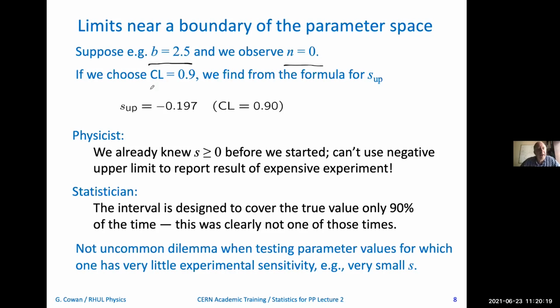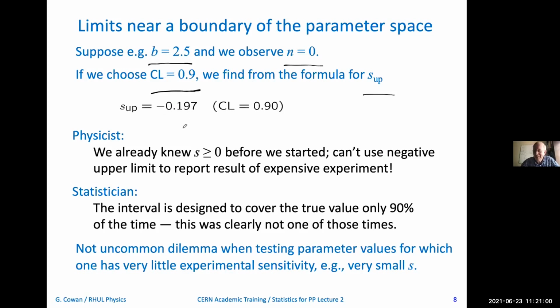Now, furthermore, let's suppose that you had chosen a confidence level of 90%. Now, 95% is most often used by the LHC collaborations, but in other fields, a different value for the size of the test is used. And in particular, in neutrino physics for many years, 90% was more often used, I think still is. And so let's suppose that we had taken 90% for the desired confidence level. And you plug these values into the formula for the upper limit, and we get a negative value. All right, we get minus 0.2 roughly.